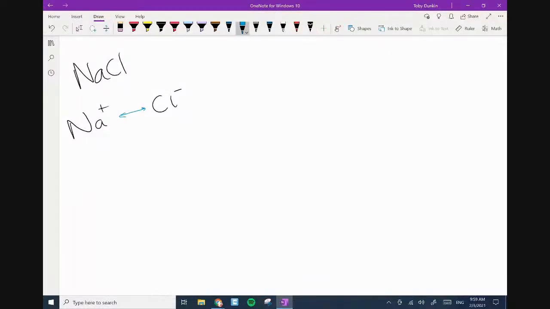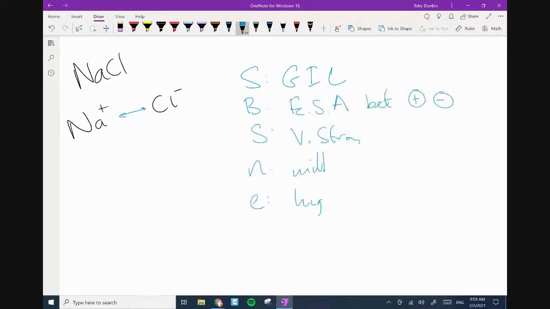So we would say structure: this is a giant ionic lattice. Bonds: the electrostatic attraction between oppositely charged ions, and the strength is very strong, and the number is millions, and the energy is high.